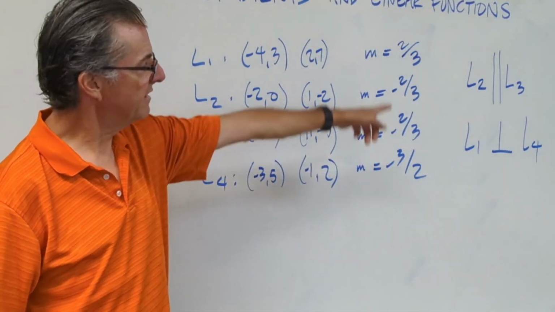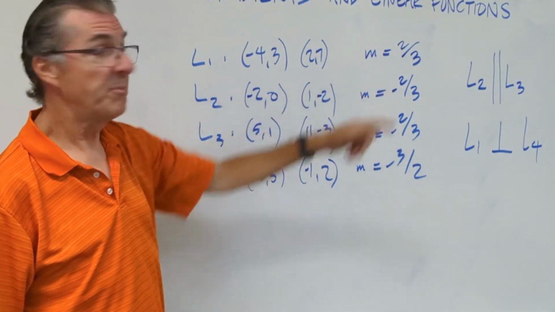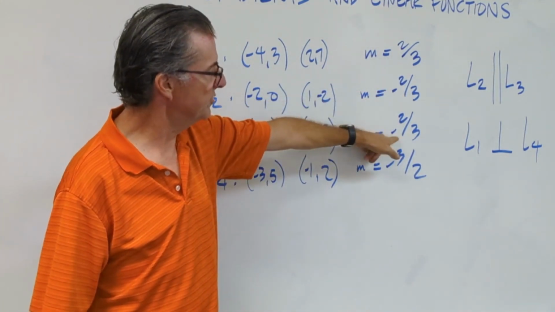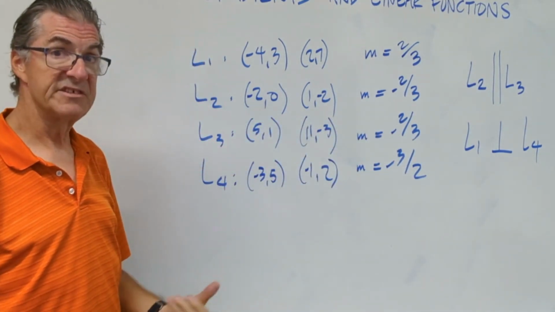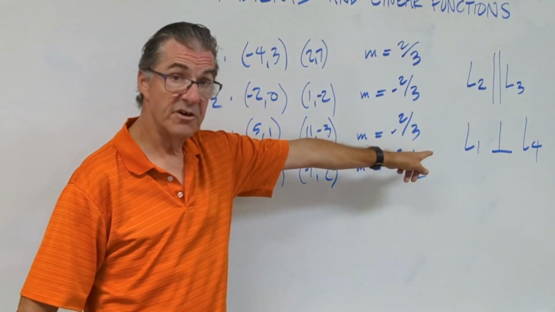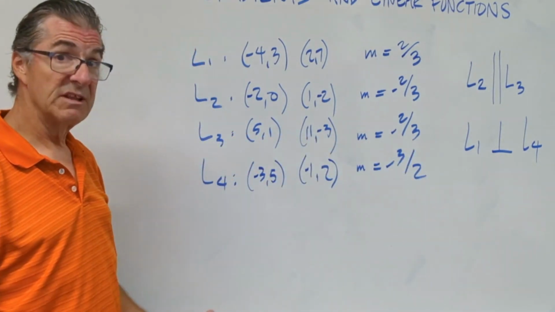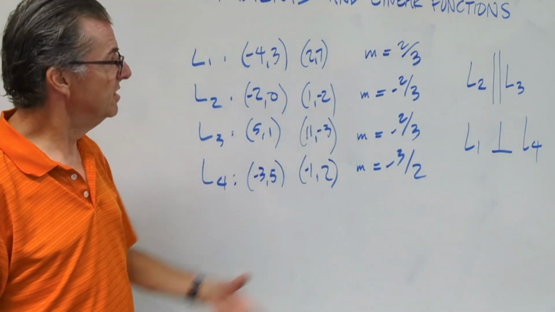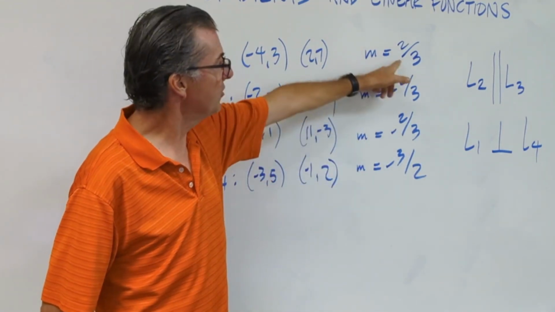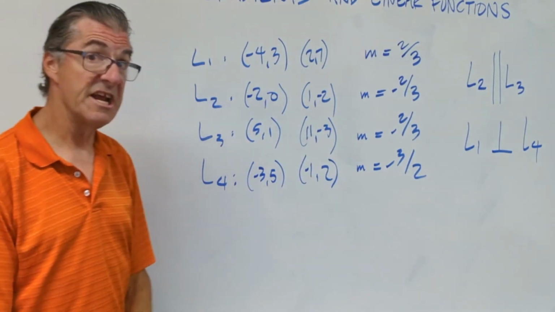All right, here's what I get. L2 and L3 are parallel. L2 and L3 have the same slope, -2/3. Parallel lines have the same slope. L1 and L4 are perpendicular, as noted there. The slopes are related by the negative reciprocal. So 2/3 and -3/2. Now, if you multiply these two together, you're going to get -1.